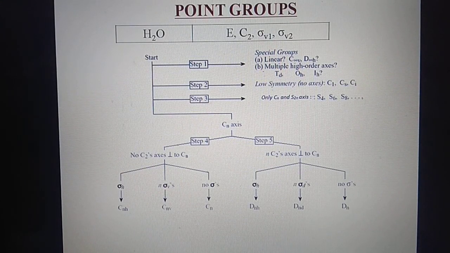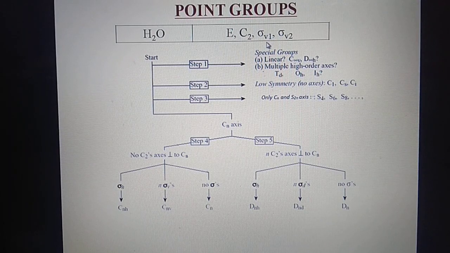Now, let us consider some examples. Very first is the example of the water molecule. As we have already discussed, there are 4 symmetry elements present in a water molecule, and these symmetry elements are identity, C2, sigma v1 and sigma v2.